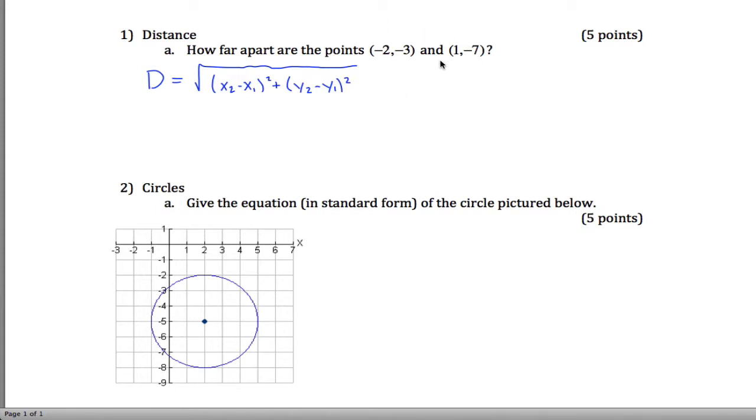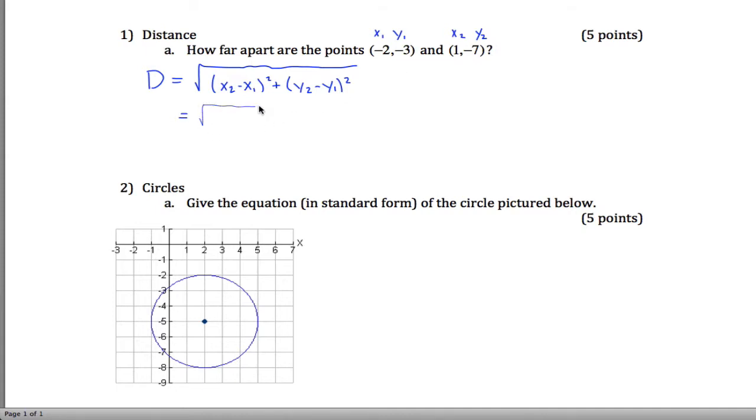So if we label these points, you can call them whatever you want. You can call this one x1 and y1, and this x2 and y2. Or the other way around, it really doesn't matter. You'll get the same answer. You can plug those in here.